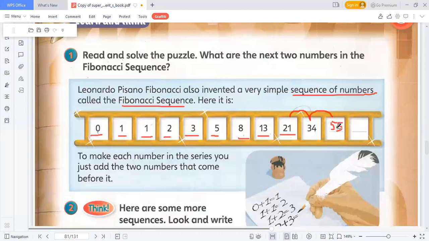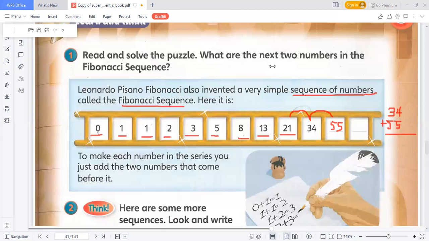34 plus, oh sorry, plus 55 is 79. Sorry, 79. Let's try 79. So you mean to say 7, number 7? Yes. Okay, let's try.